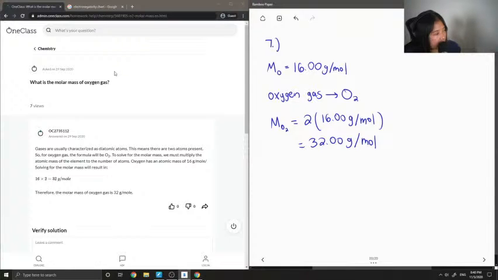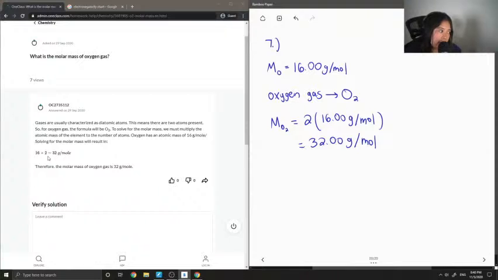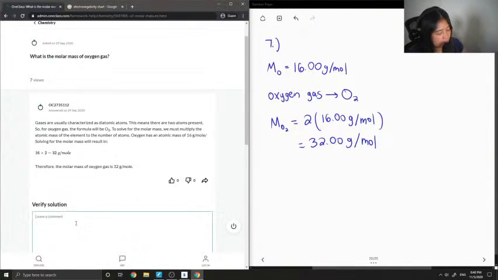Okay, so let's see what our junior tutor said. Gases are usually characterized as diatomic atoms. This means that there are 2 atoms present. So for oxygen gas, the formula will be O2. To solve for the molar mass, we must multiply the atomic mass of the element to the number of atoms. Oxygen has an atomic mass of 16 grams per mole. Solving for the molar mass will result in 32 grams per mole. So this solution is correct.